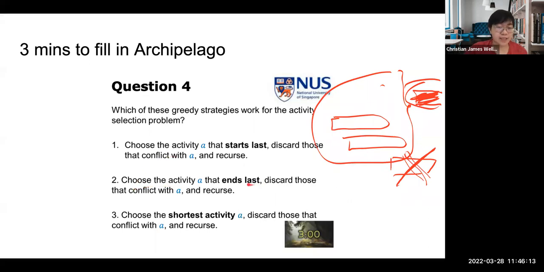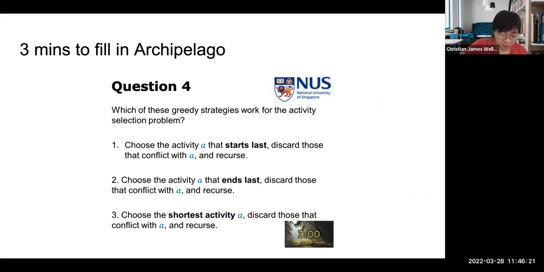The second option is the one that ends last, and the third one is the shortest activity, the one with the shortest time interval. No need to fill in the poll for this, but just notice how all of this is a form of greedy choice. Some of it works, some of it doesn't. Which ones work, which ones don't? Give it a quick thought. Tell me what your intuition tells you.